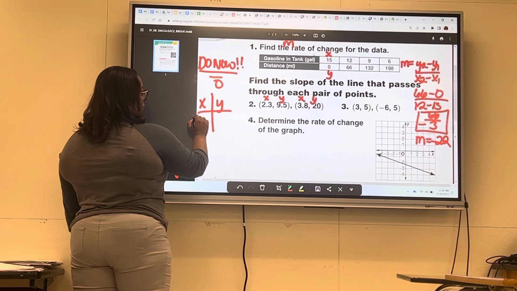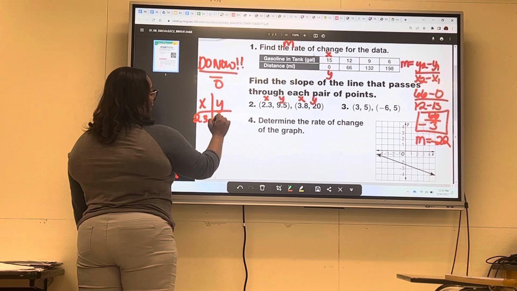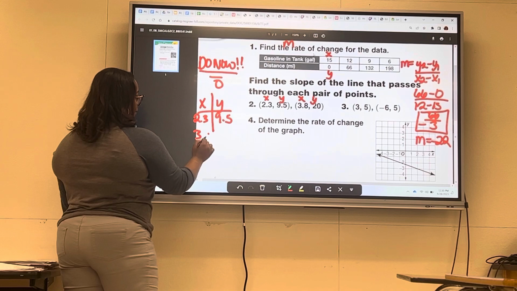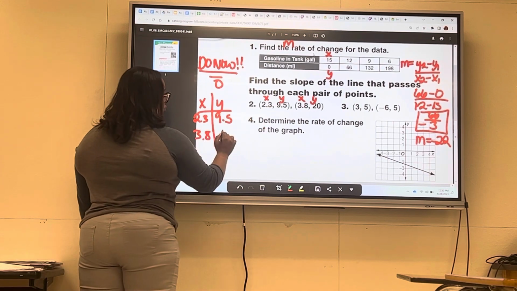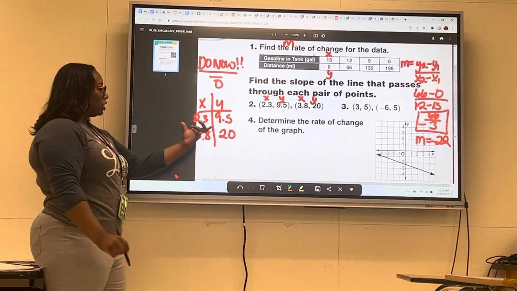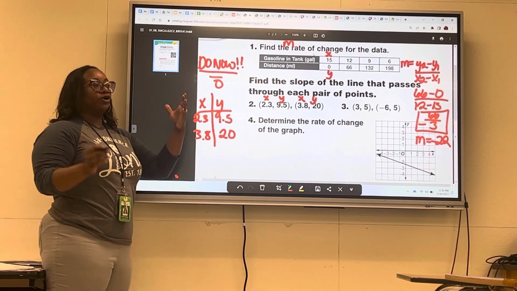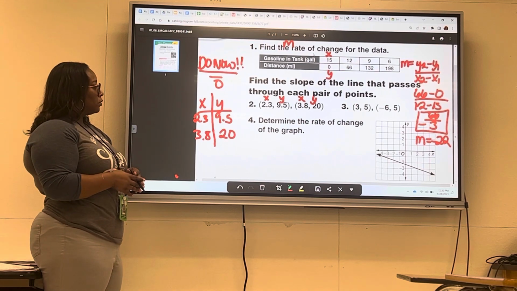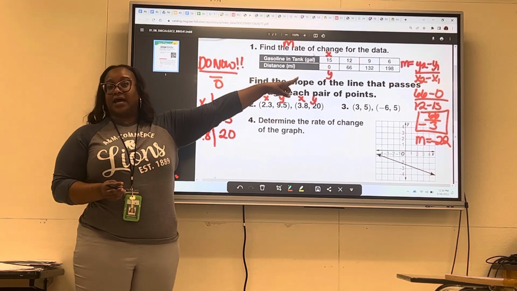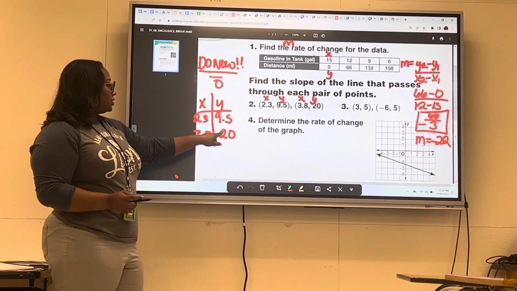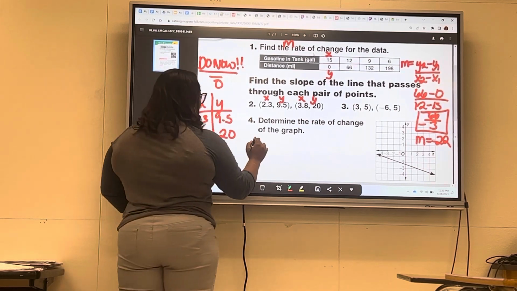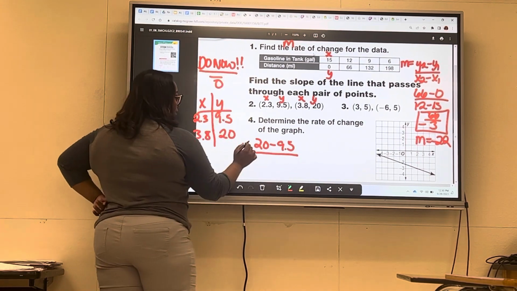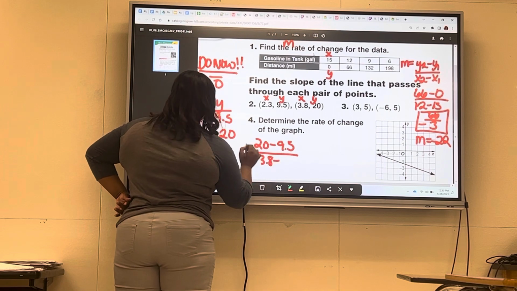Your first x is 2.3. Your y is 9.5. Your second x is 3.8. The y is 20. Now you have your list. Put your list in your calculator and you still can use lists and spreadsheets as long as you remember those steps. Or you can use the same formula that I just used. Y2 minus Y1, 20 minus 9.5, over 3.8 minus 2.3.